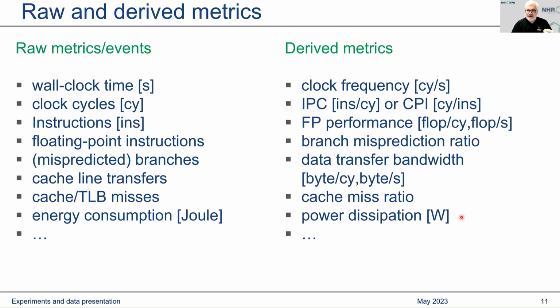Power dissipation in watts is also a derived metric. In modern CPUs, you can measure the number of joules that have been burned by the CPU in a certain time span. And then the power dissipation is, of course, the derived metric, because you divide the number of joules, which is watts times seconds, by the runtime. And of course, many more.